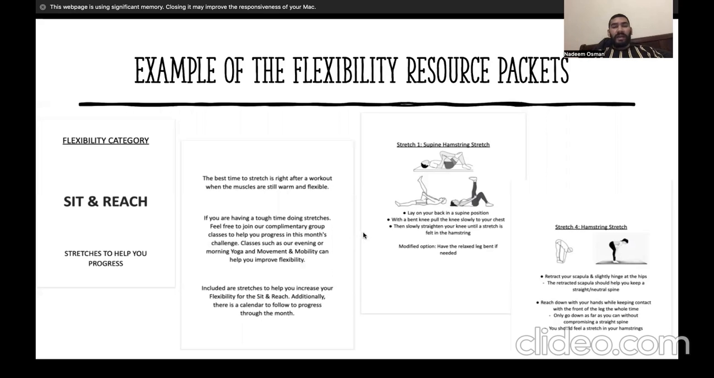Now, I also have included stretches in the package that can help them loosen up the muscles used in a sit and reach test. I really wanted members who have lower back issues to benefit from this category and have knowledge from these packets on stretches that could help loosen up their hamstrings, hip area, and lower back, so they are able to do simple things such as reach down to get items and be able to do it with ease.